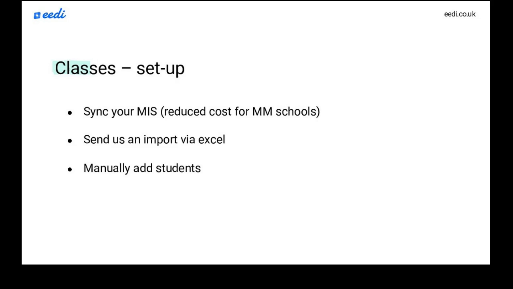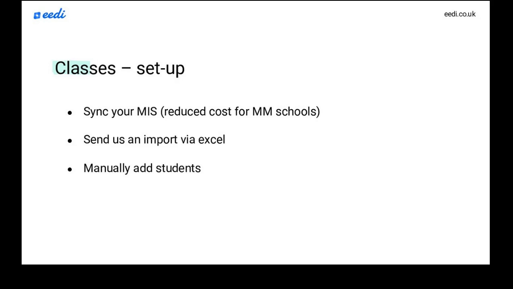And what it does is it imports all your classes, all your teachers, and all your students, and it updates the classes automatically based off your MIS, for example, SIMS. So it's £60 for mathematics mastery schools. It's normally £100. So it really is a reduced cost to help support you.